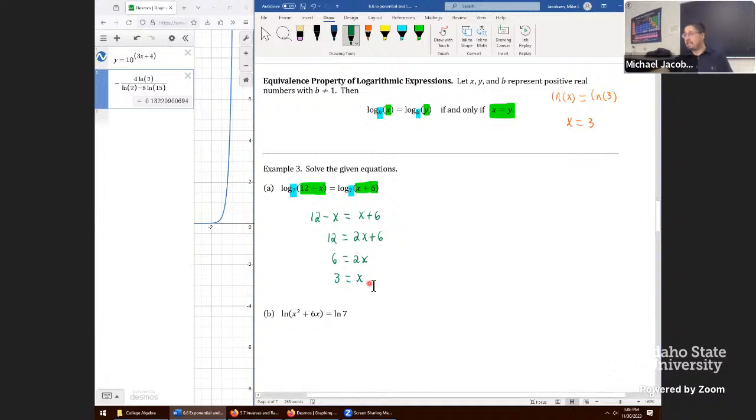Then our work is done. It's good to double check here to see if things work out, especially if your equations start off with logarithms. If you plug 3 here, you'd have log base 7 of 9, and that's a true statement. Log base 7 of 9 is equal to itself, certainly.